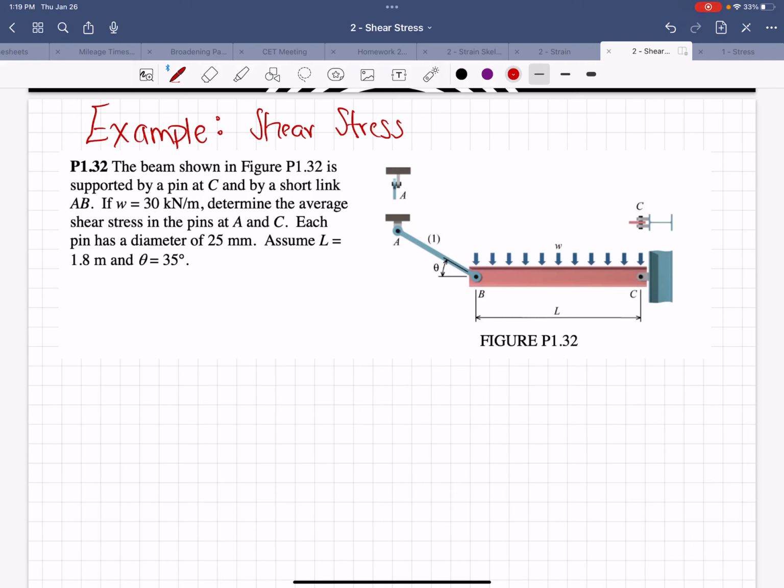Right, so now I'm going to do a shear stress example. And this example comes with some really fun statics. So that's good. So we have this beam in figure 1.32, and it is supported by a pin at C on the right and by a short link AB. So we're going to treat this AB as a two-force member. The distributed load is 30 kilonewtons per meter.